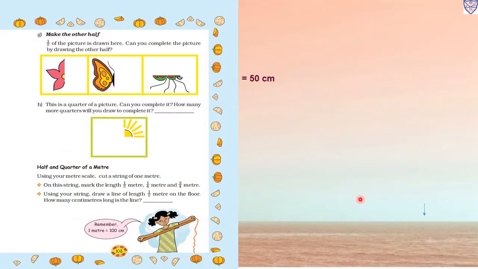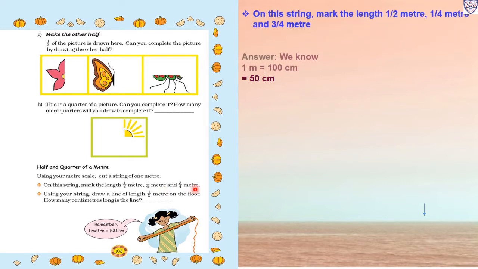Now half and quarter of a meter. Using your meter scale, cut a string of 1 meter. So 1 meter equal to 100 centimeters. Okay, this we already know, 1 meter equal to 100 centimeters. Now on this string, make the lengths half meter, 1/4 meter and 3/4 meter. So we have to mark the lengths.